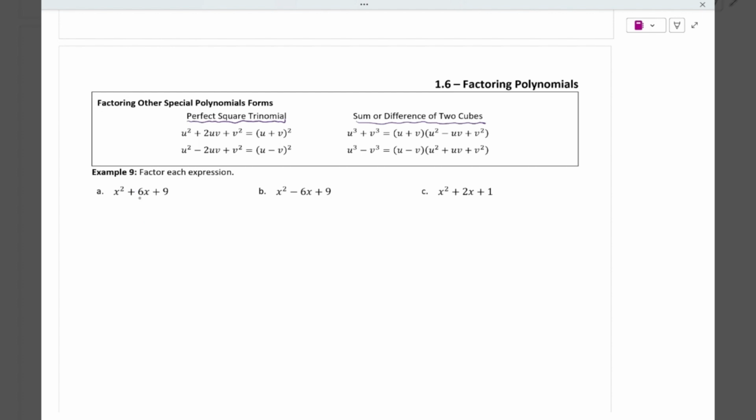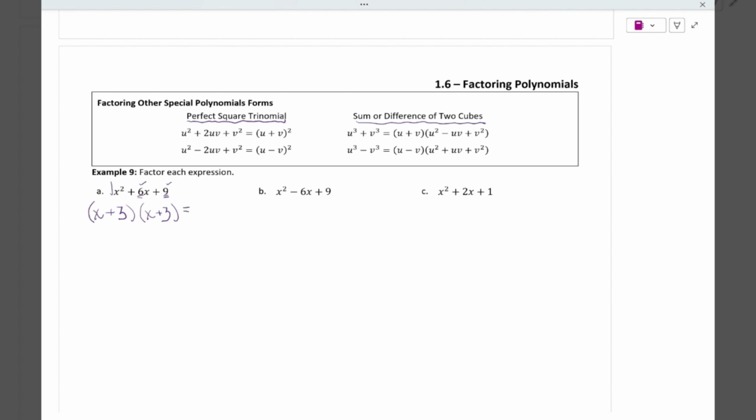Well, this is a 3-term polynomial, so it's a trinomial. Coefficient of x squared is 1. So the way I would look to factor this is to just split this up, x and x. And then I'm looking for factors of the 9, the last term, that are going to add up to 6, the middle term. So everything here is positive. So it turns out that that would be a plus 3. So x plus 3, x plus 3. So again, it's 3 because 3 times 3 is 9, that last term. 3 plus 3 is 6, that middle term. So that's how this one factors.